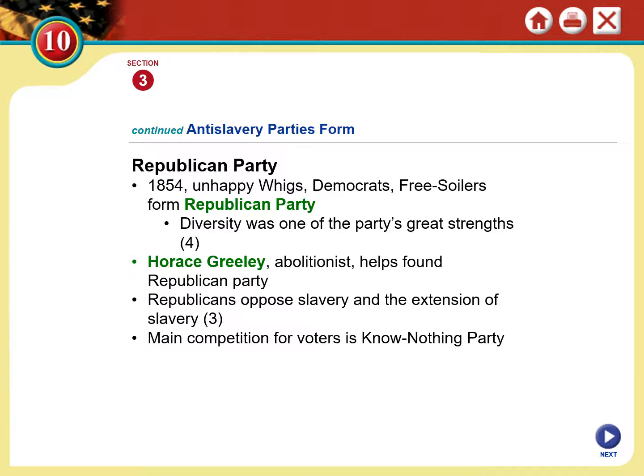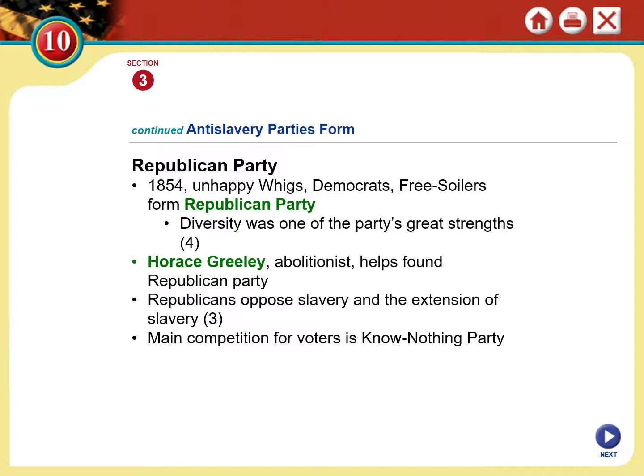Now, this is a very diverse group. We call this a coalition, meaning just because you're a Republican doesn't mean you have the same beliefs necessarily as another Republican. But that party may represent enough of your beliefs to get your support. And it may be the same with the Democrats.